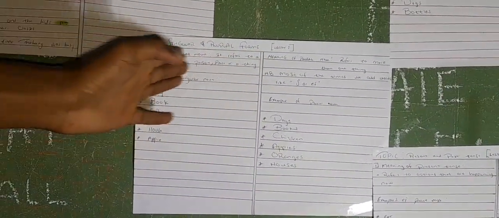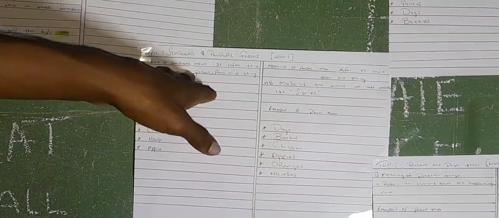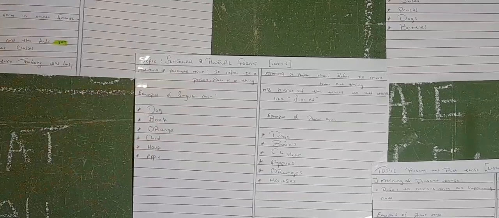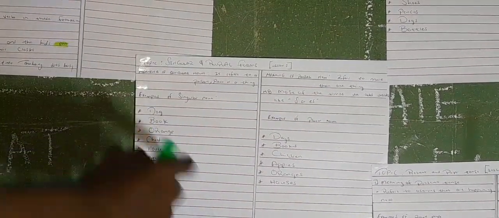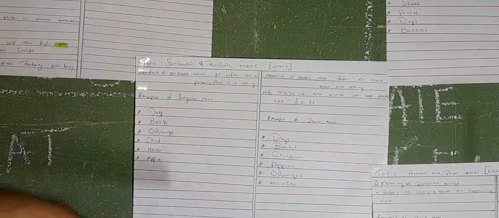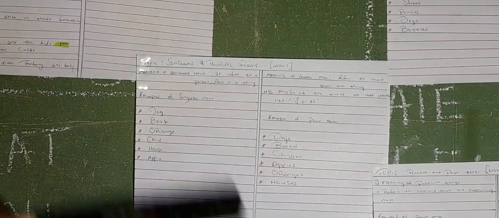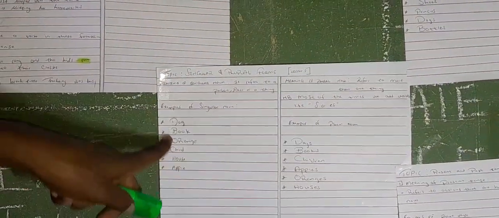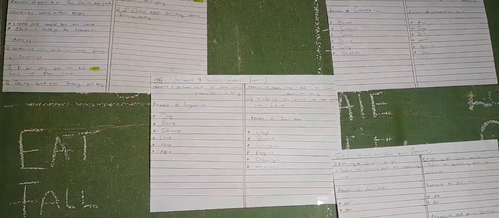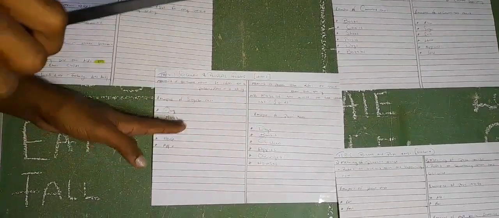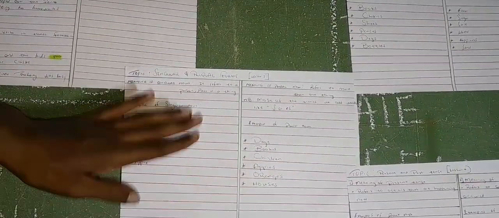Lesson number 2 is singular and plural forms. Meaning of singular form: it refers to a person, place, or a thing. Examples of singular noun forms: a dog, a book, an orange, a child, a house, or an apple. We can make a sentence out of any word from these ones that I've selected here.